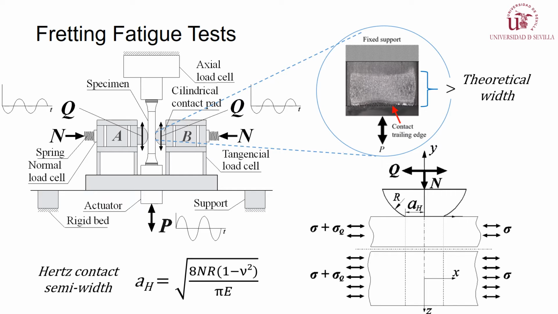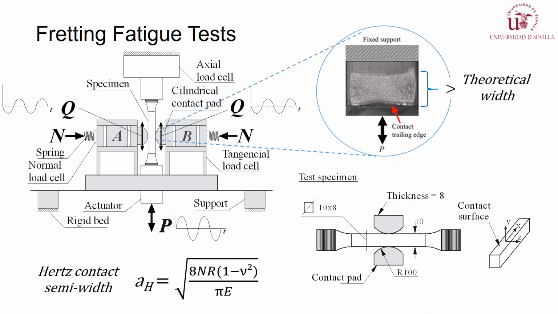The fretting fatigue tests of the campaign conducted in the laboratory are shown in the left figure. The specimen in the middle is between two contact paths. First, normal loads N are applied, and they are kept constant throughout the test. Then, a sinusoidal load P is applied, and a stress is produced on the specimen. At the same time, a tangential reaction load Q appears in the opposite direction to load P on both contact paths and is sinusoidal too. The specimen has a section of 10 mm with a thickness of 8 mm, and the contact paths have the same thickness and a radius of 100 mm.